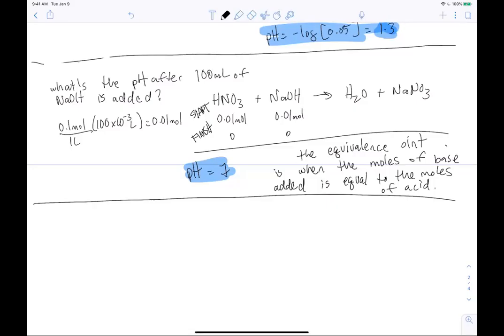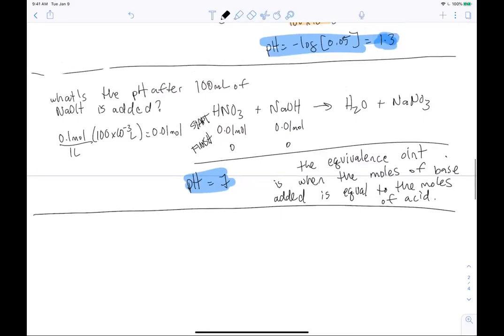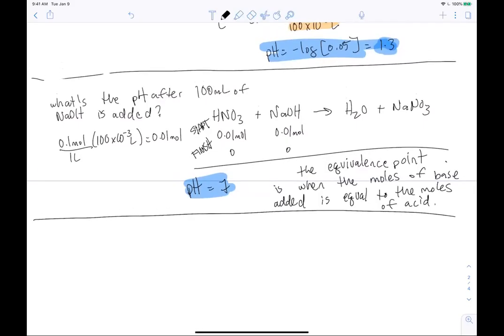So it's just the point in your titration. In this particular case, because we're dealing with a strong base and a strong acid, it's the point where the amount of base that you've added is exactly equal to the amount of acid in the flask. So when they're stoichiometrically equivalent, that's your equivalence point. Here, because we start out with 0.01 moles of acid, the equivalence point is when we've added exactly 0.01 moles of sodium hydroxide.